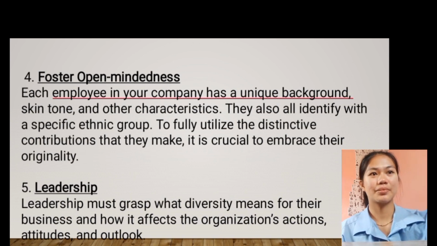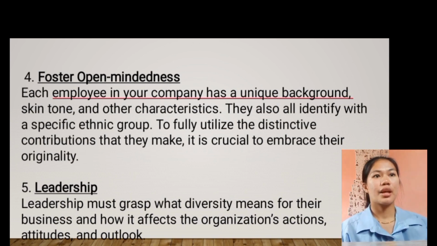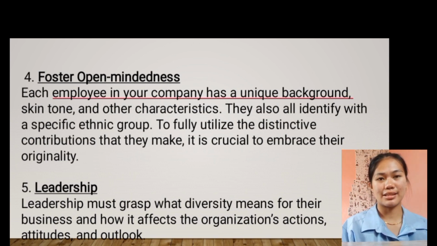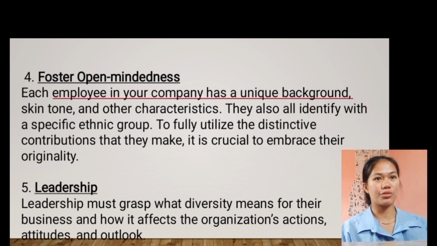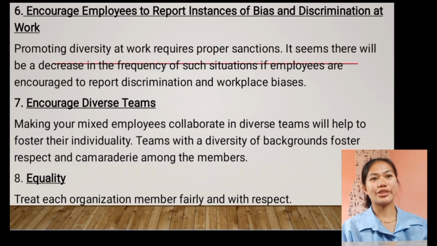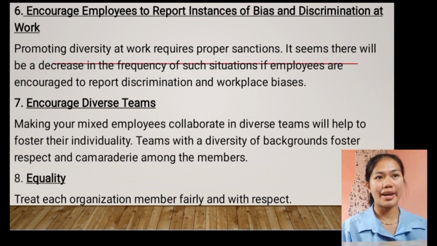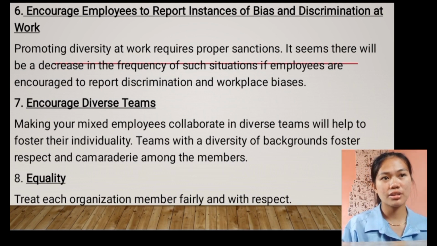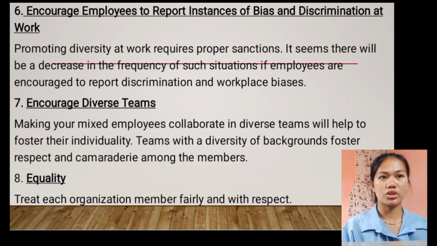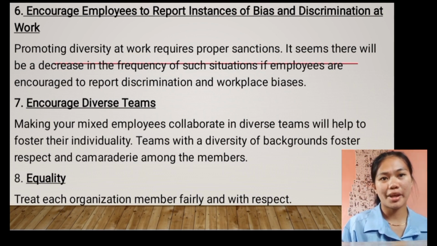Fifth, leadership. Leadership must grasp what diversity means for their business and how it affects the organization's actions, attitudes, and outlook. Next is to encourage employees to report instances of bias and discrimination at work. Promoting diversity at work requires proper sanctions. It seems there will be a decrease in the frequency of such situations if employees are encouraged to report discrimination and workplace biases.